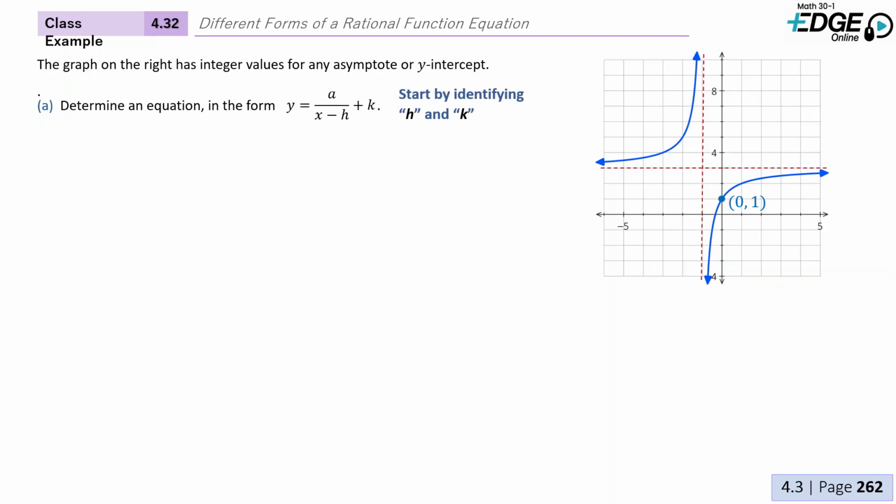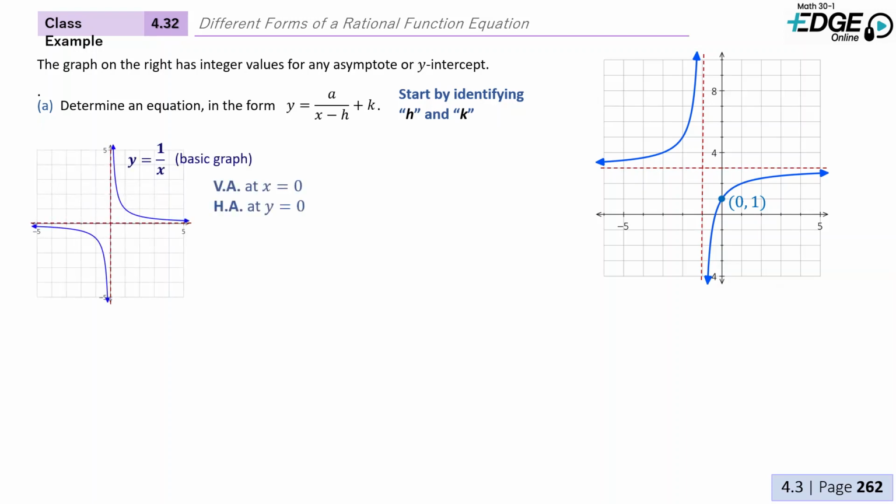So first off, let's start by identifying our h and our k values. Those are going to be the probably easiest to find. So what we want to do is compare this to our basic graph of y is equal to 1 over x. Now let's take a look. So our h is really going to be our horizontal translation, and our k is going to be our vertical translation.